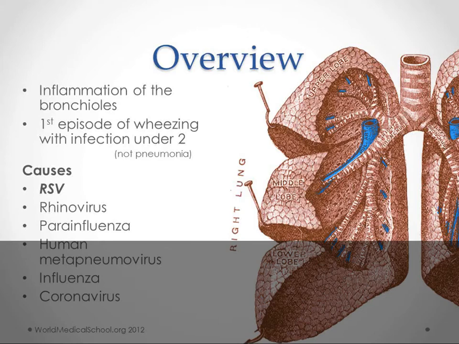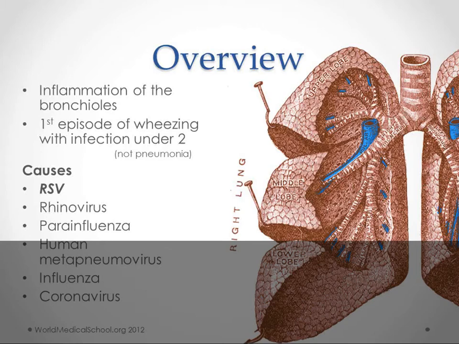So the major causes: RSV is the number one cause, but also your regular rhinovirus, parainfluenza, human metapneumovirus, influenza, coronavirus. If you'll notice, rhinovirus and parainfluenza virus are common upper airway infection causes. And so you can see that it's more of a diagnosis of where we're infected and not exactly what disease is infecting the system here.